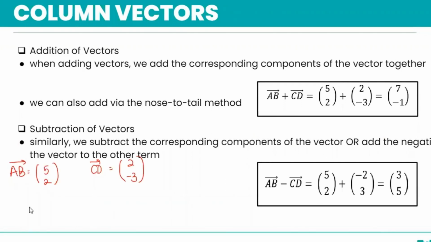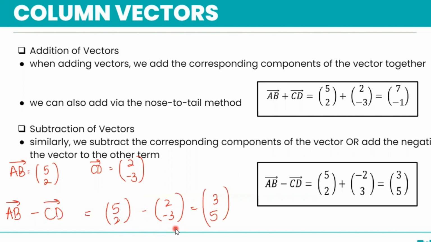So just like our previous example, we're going to take vector AB as (5, 2), and CD as (2, negative 3). If we need to subtract these two vectors, AB minus CD, what we're going to do is (5, 2) minus (2, negative 3). We would subtract our horizontal components first. So that's 5 take away 2, and that's going to give me 3. And then we would subtract our vertical components next. So that's 2 take away negative 3. And this is going to change into a positive. So that's going to be 2 plus 3, which is going to give me 5. So that's the answer for AB take away CD.